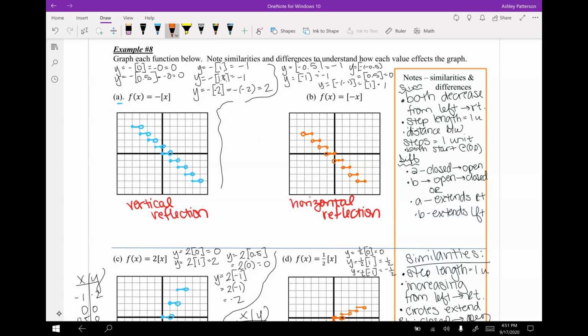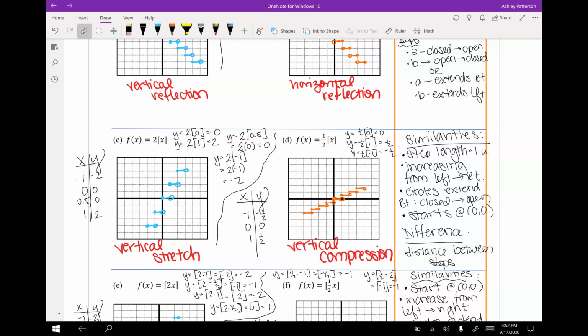For the first one, we can say that the domain is all real numbers, negative infinity to positive infinity. And we can say that the range is all integers. I will use the symbol, but please know that you can write out all integers if you would like. That was with the vertical reflection. For the horizontal reflection, again, the domain is all real numbers, and the range is all integers. There weren't any vertical stretches or compressions. If we go down to where we did see the vertical stretches and compressions, that is definitely going to affect our range.